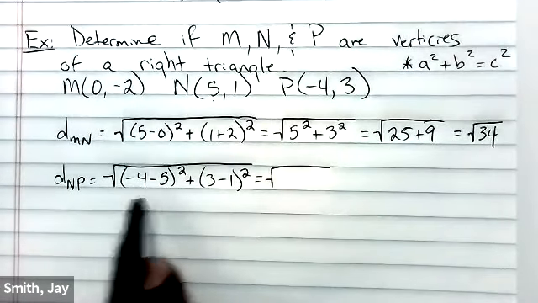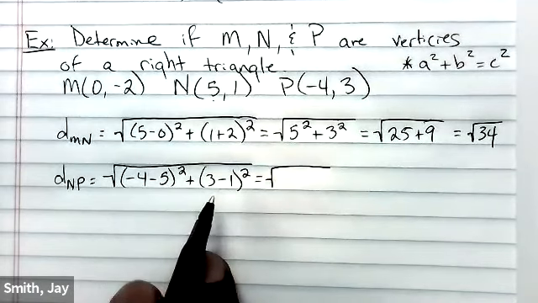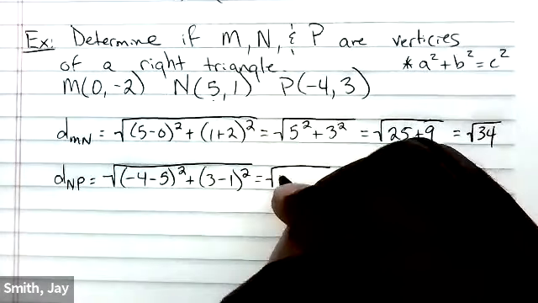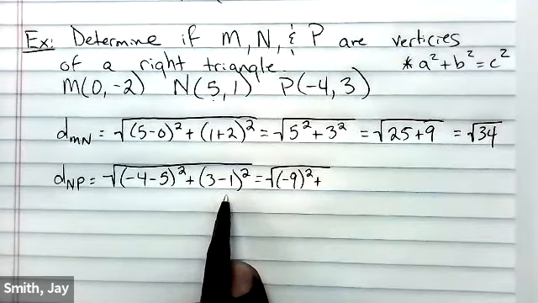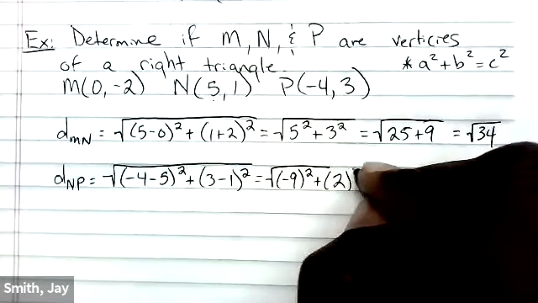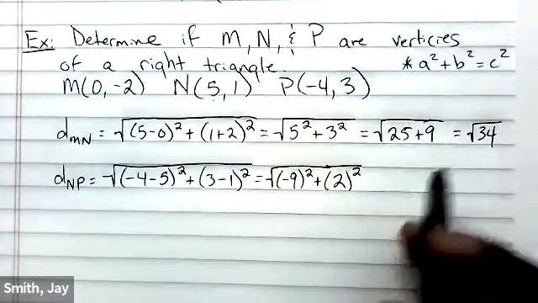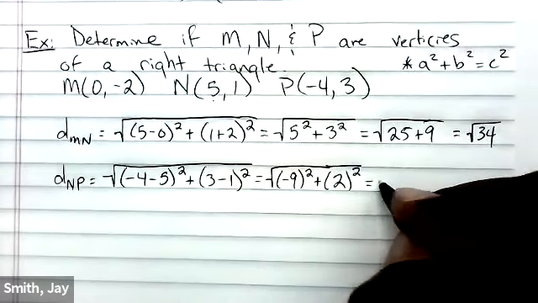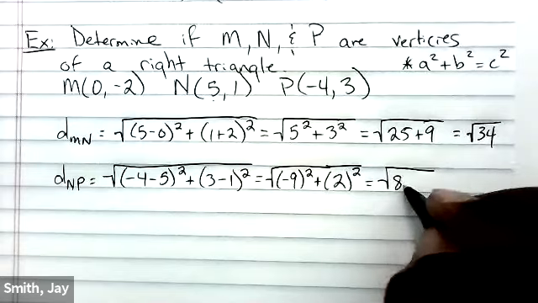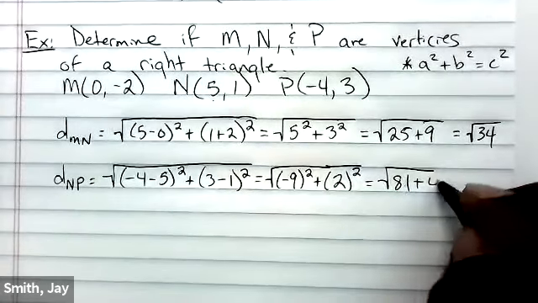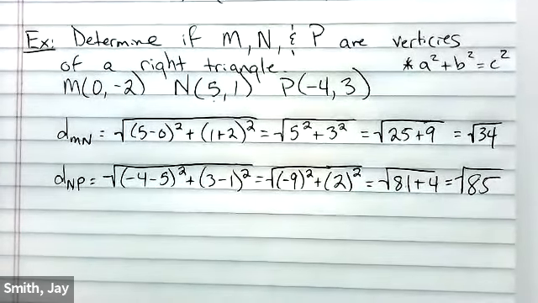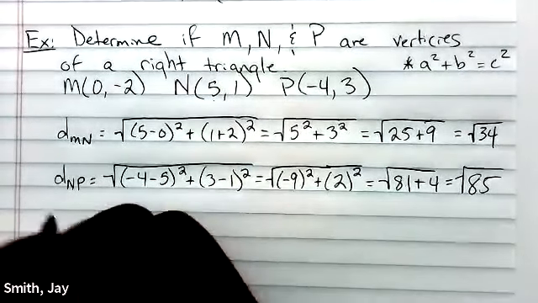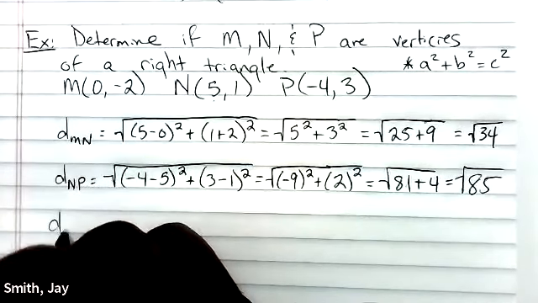-4 minus 5, same sign. So we add and keep that sign. So this will give me a -9 squared plus 3 minus 1 will give me 2. So we'll be adding 2 squared to that. We'll end up with the square root of -9 squared, which is 81, plus 2 squared, which is 4. We end up with the square root of 85 for the distance between n and p. And lastly, what we need to find is the distance between m and p.